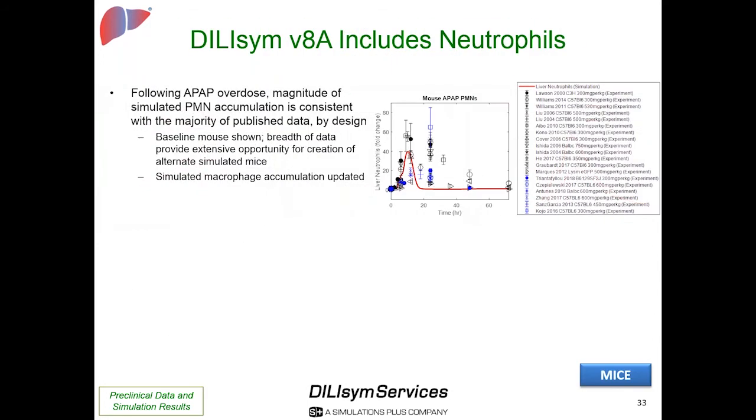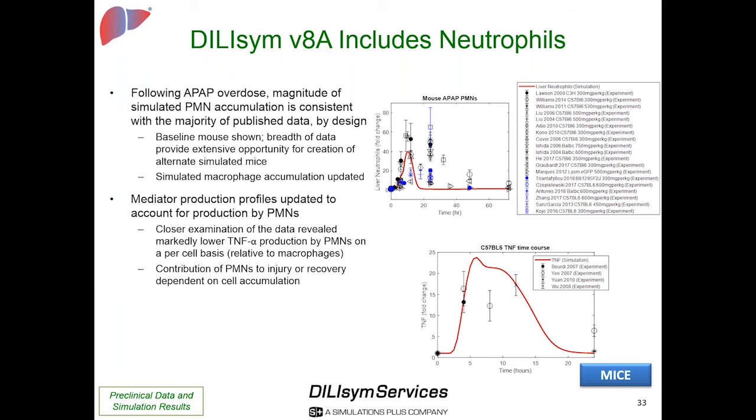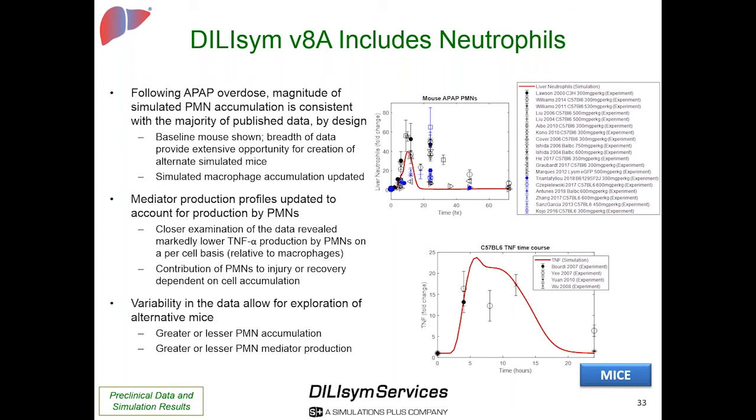We've included neutrophils now as well. So here you can see after an acetaminophen overdose, or a large dose, in mice, you can see neutrophils accumulating, and our simulations now include this new cell type. In addition to the accumulation of neutrophils, we have the mediator production profiles by the neutrophils. And so, with variability in the data, which is always the case with the data in the immunology space.